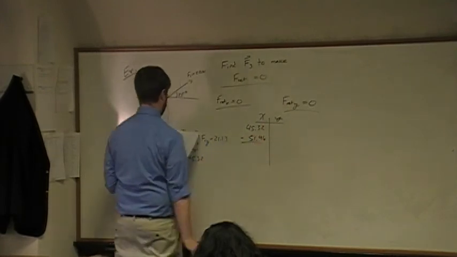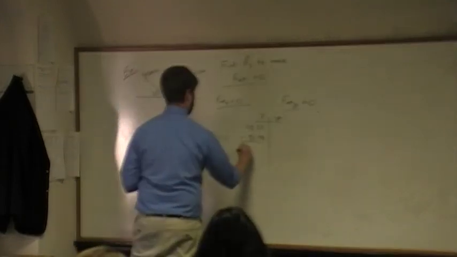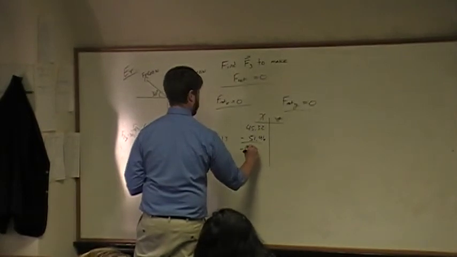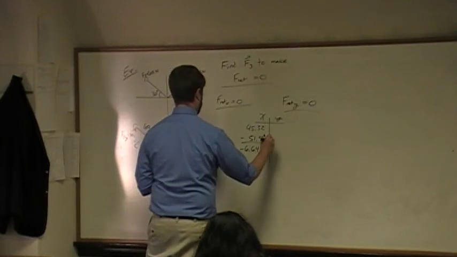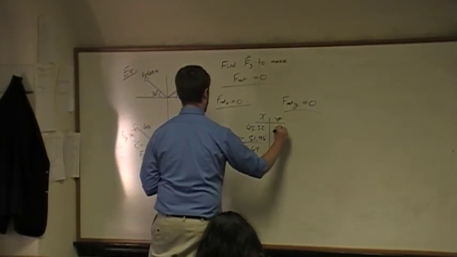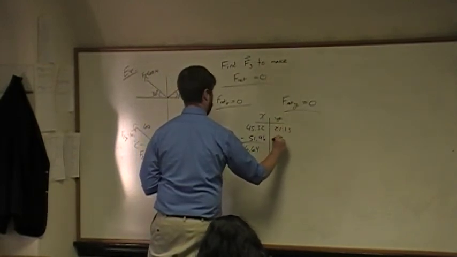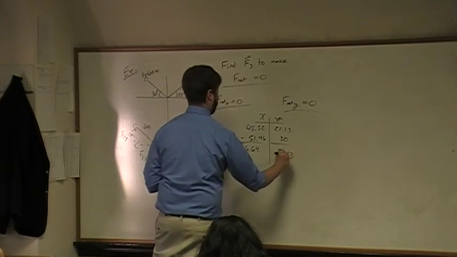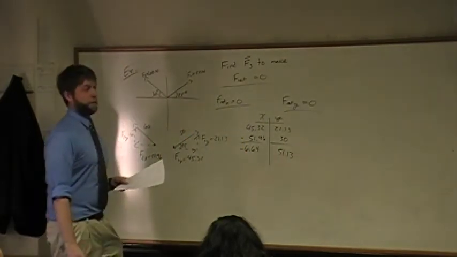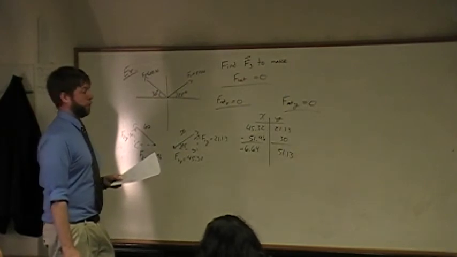-51.96. So that means that I have an overall -6.64 in the y direction. I have 21.13 and 30, so that means I've got 51.13. So this is the sum of F1 and F2.